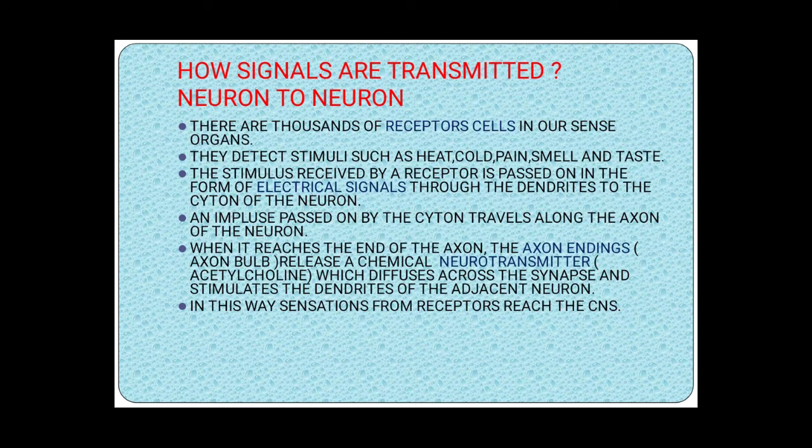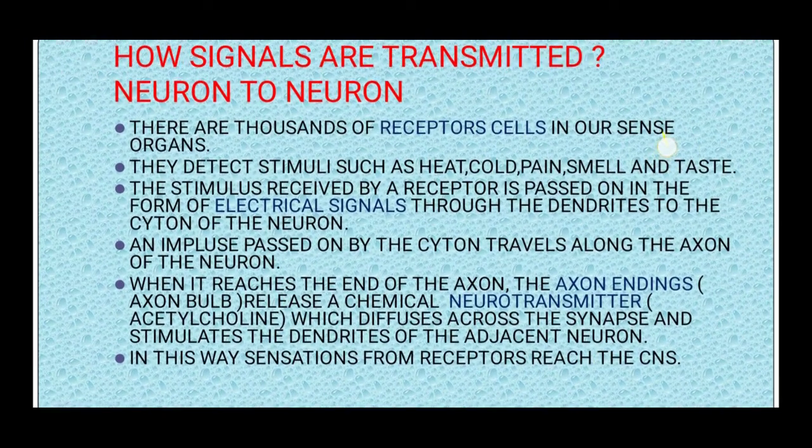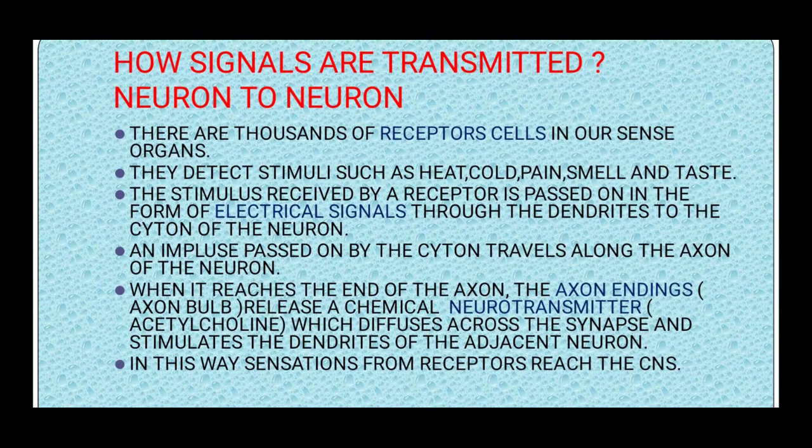Now first, how signals are transmitted between one neuron and another neuron. There are thousands of receptor cells in our sense organs. They detect stimuli such as heat, cold, pain, smell and taste. The stimulus received by a receptor is passed on in the form of electrical signals through the dendrites to the cyton of the neurons. An impulse passed on by the cyton travels along the axon of that neuron.